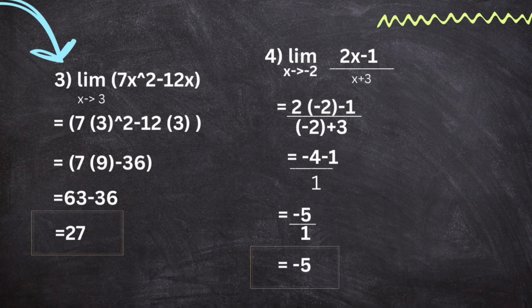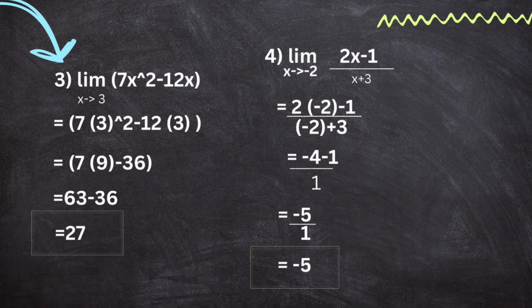Of x is 7 squared minus 12x. To define, it is 7 times 3 x squared minus 12 times 3, equals 7 times 9 minus 36, equals 63 minus 36, equals 27.